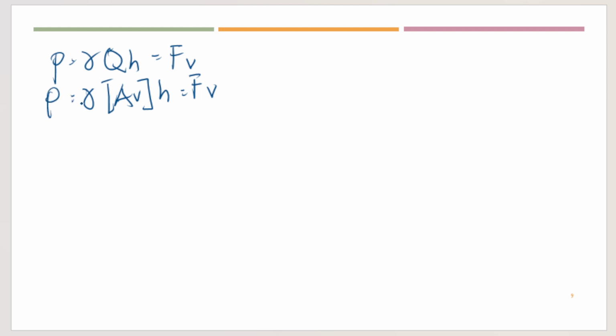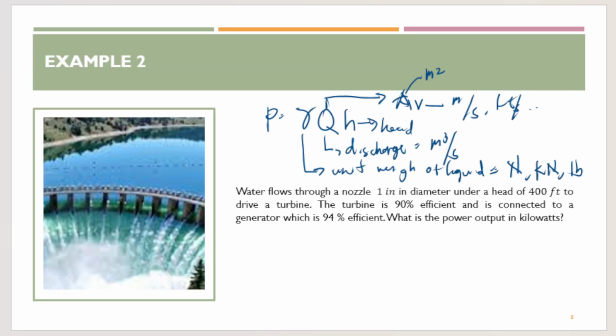So, we can now solve. Therefore, our force is equal to, if we separate this and cancel out velocity, our force is equal to gamma AH. So, that is equal to, since the problem says water and gives us feet and inches, we have two options to do that.